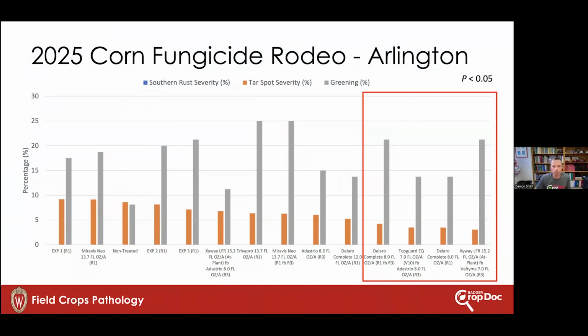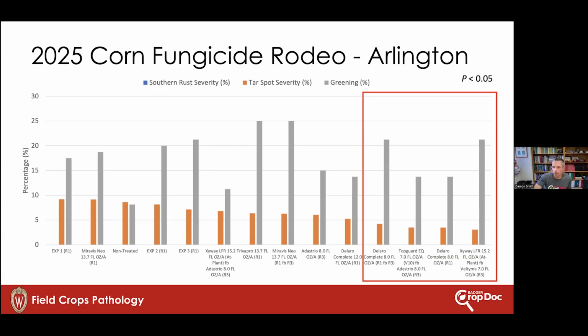This graph just shows our fungicide rodeo that was at Arlington last season. We looked at southern rust, tar spot, and then took some greening scores. So the greening scores are in the gray, tar spot is in the orange, and the southern rust was so low you can't even see the bars on the chart here. We've got percentage on that vertical axis, so that's the final severity levels on the ear leaves, close to the end of the season.